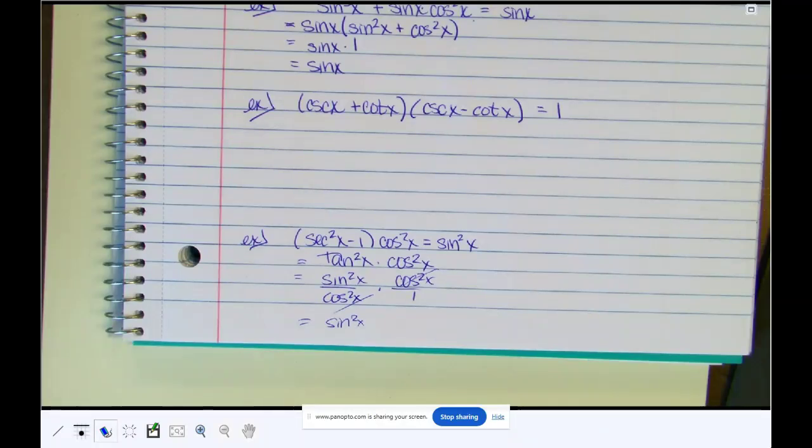Okay, so what are you going to do here? You've got two choices as I see it. You could distribute. Your other choice is to turn everything into sines and cosines and then distribute. Listen, you can do that, but why would you distribute fractions if you don't have to?